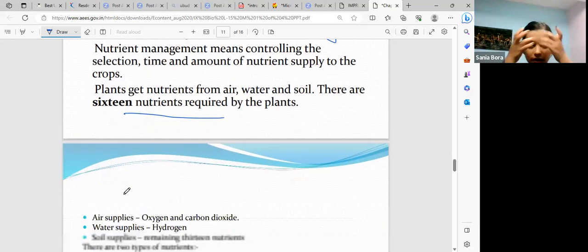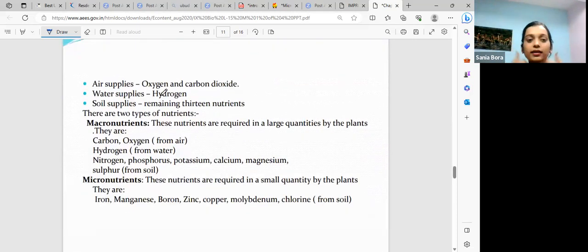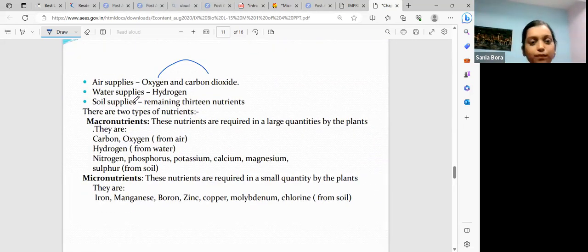As well as carbon dioxide. Water supplies hydrogen, and soil supplies the remaining 13 nutrients, including nitrogen. So there are two types of nutrients: one is micro, one is macro. Macro is what you need in larger quantity, but micro you need in less quantity.